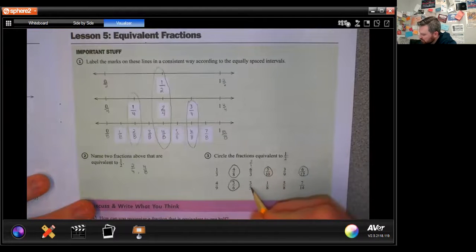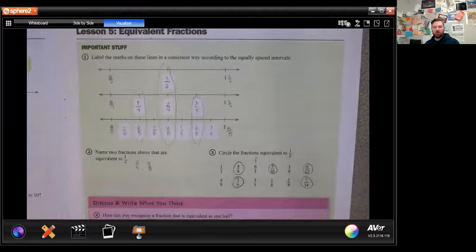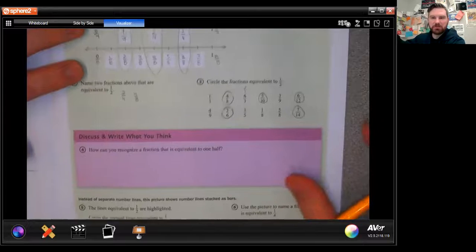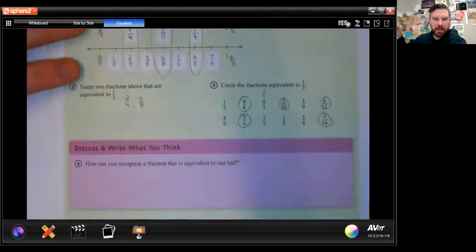3 times 2 is 6, no. 1 times 2 is 2, that's not it. 5 times 2 is 10, no. 7 times 2 is 14. So all of those fractions there are equivalent to 1/2. They're the exact same, meaning I can reduce them to 1/2.